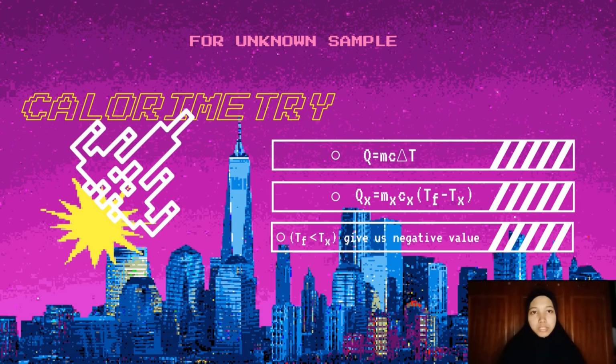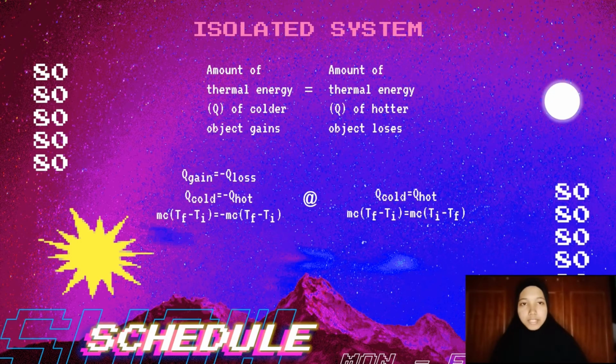For my first section, I will present the unknown sample. We know the general equation for heat capacity is Q equal to mc delta T. So for the unknown sample, we should label it as X. We have the equation Qx equal to mx Cx in the bracket Tf minus Tx. Tf means T final. In this situation, Tf has a smaller value than Tx, which will give us a negative value.